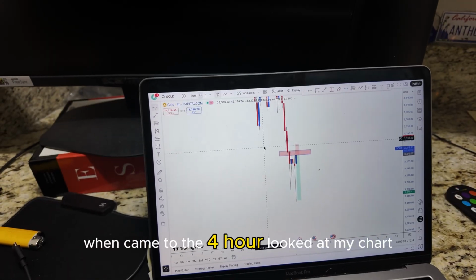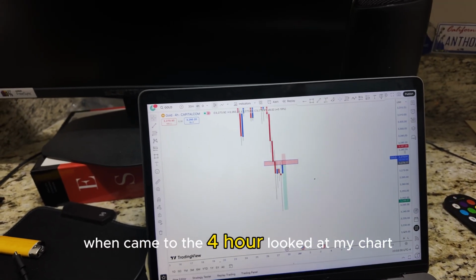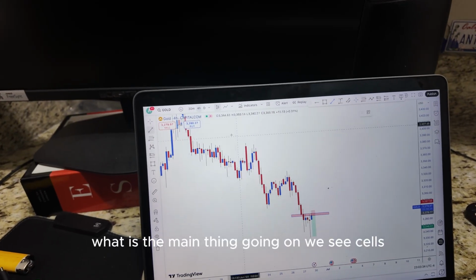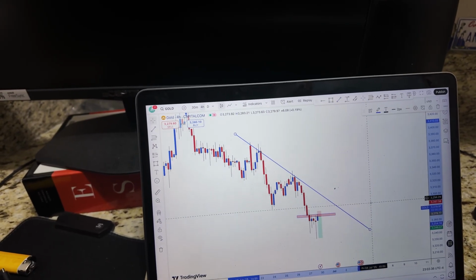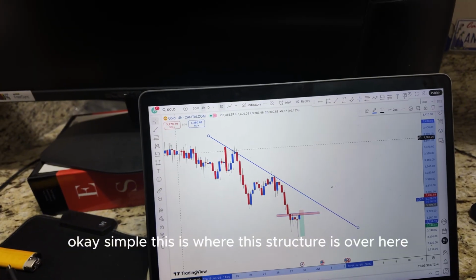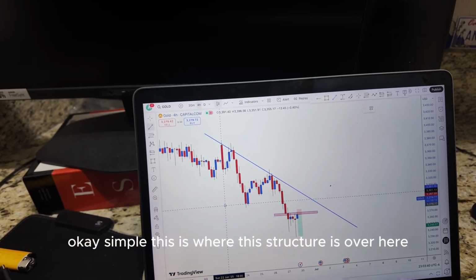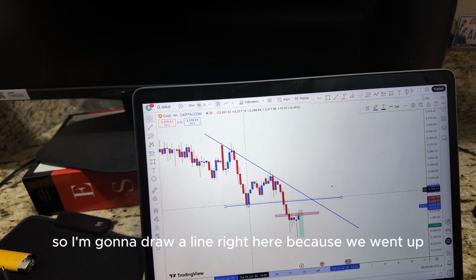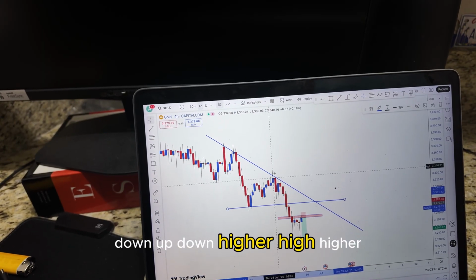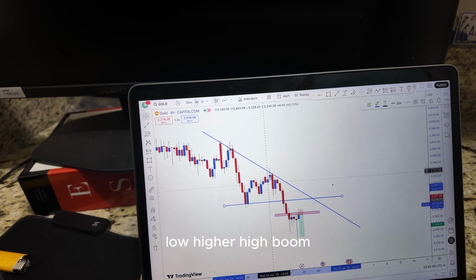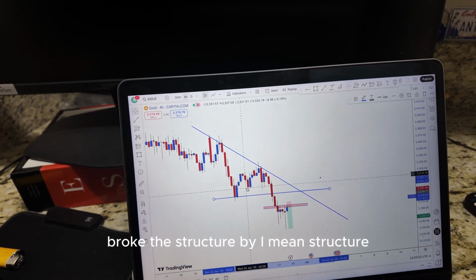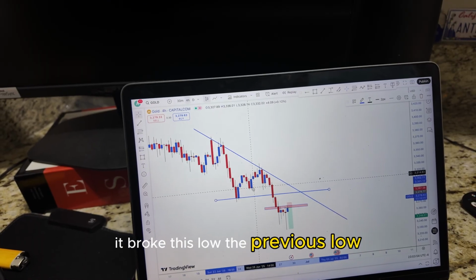Alright, came to the 4 hour, looked at my chart. What is the main thing going on? We see cells. Okay, simple. This is where the previous structure is over here. So I'm gonna draw a line right here because we went up, down, higher high, higher low, higher, higher. Boom, broke the structure. By that I mean it broke this low, the previous low.